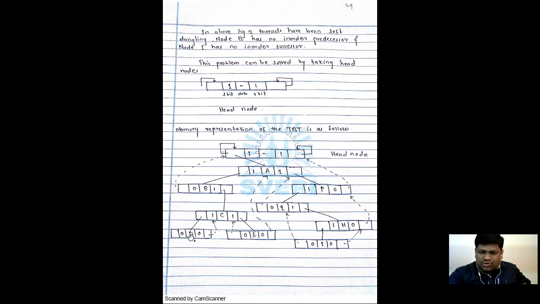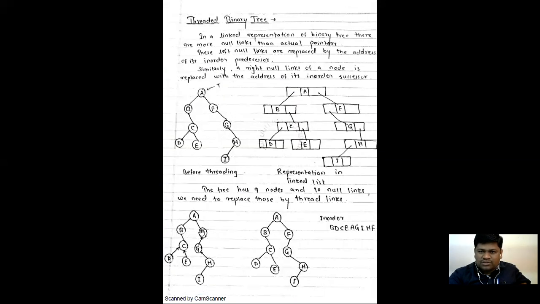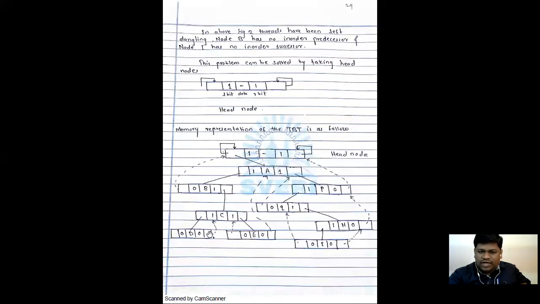So D is connected with whom? Left. Left is connected to whom for D? B. So here one line is missing. One dashed line, so that will be connected with B.